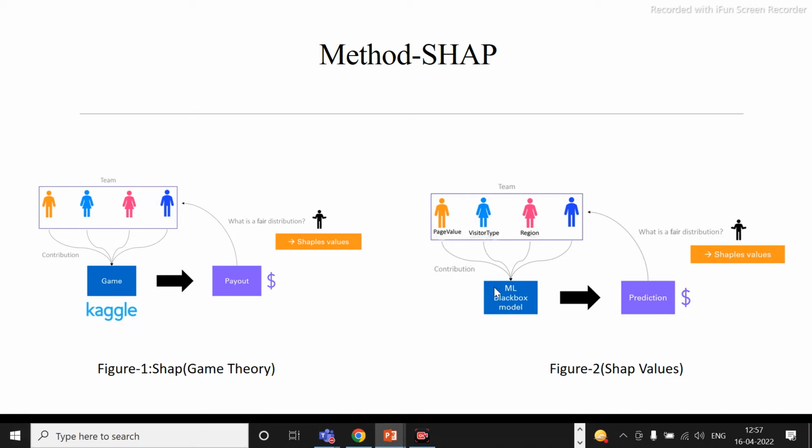In the SHAP value, the teams are basically the features, and the black box model is the rule of the game. Based on these SHAP values, they try to compare the contribution of each variable, and then they decide the predictions. So this is how SHAP typically works for predictions.